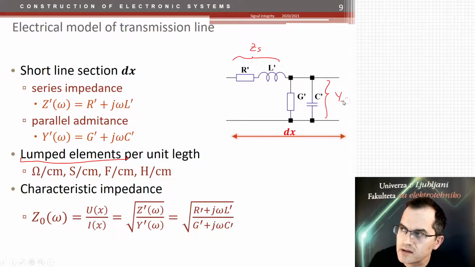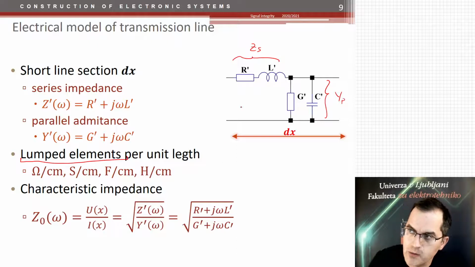And all together they form the so-called characteristic impedance of the transmission line. So we can build up these transmission lines by taking a lot of these short pieces represented by this circuit, and we can build up the whole length of the transmission line. The characteristic impedance, as you see now, is also frequency dependent.